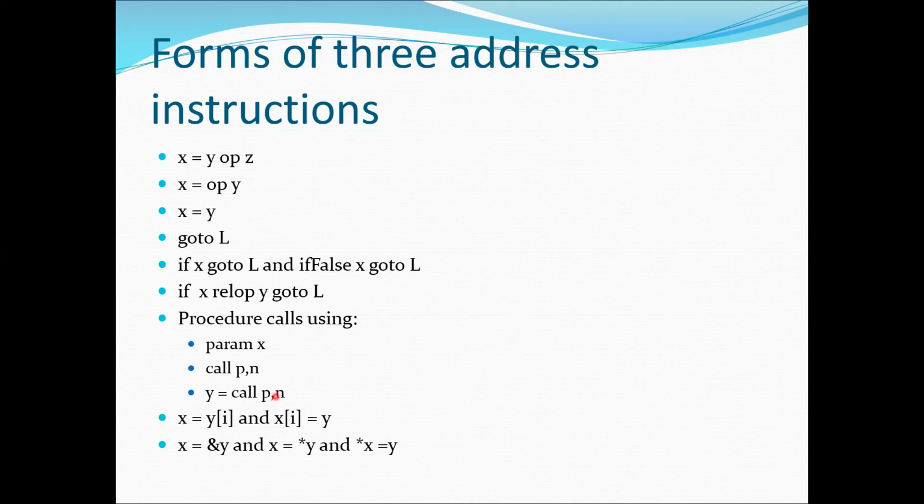If it is going to be an array, then you have to write x = y[i], or x[i] = y, whatever it may be. If it is going to be an address, then we have to use a pointer or address, which means you have to write x = &y, x = *y, and *x = y. These are all the forms we can use in our three address instructions.